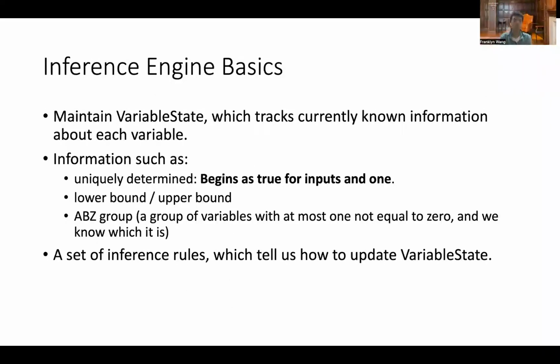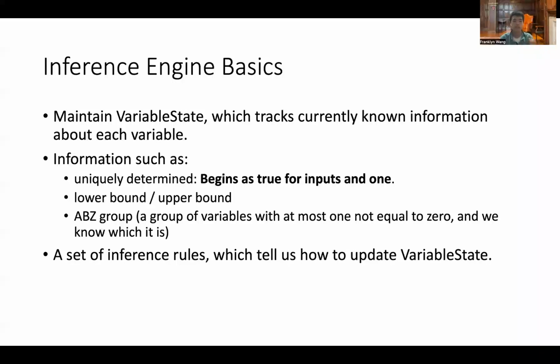So now let me talk about the inference engine and how it works. The key idea is that it maintains a variable state, which tracks the currently known information about every single variable. This information includes things like, is it uniquely determined? This will always be true for the inputs and 1 and none of the other variables, since we don't know if those are uniquely determined at the beginning. You'll keep track of a lower bound and an upper bound. And you'll keep track of an ABZ group, which is a group of variables with at most 1 not equal to 0, and you know which one it is.